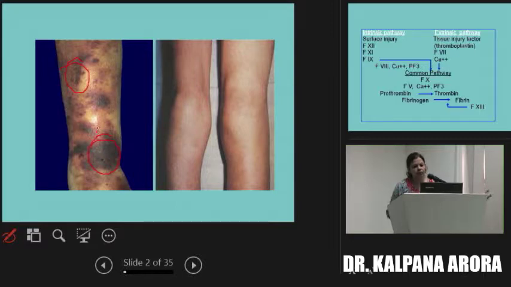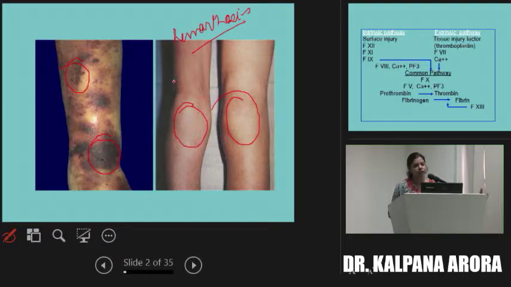Whereas what you see over here, is there a bleeding? Can you make out that there is a deformity in the knee? There is bleeding inside the joints, which is known as hemarthrosis. And this deep bleeding takes place when there is a defect in the clotting factors.